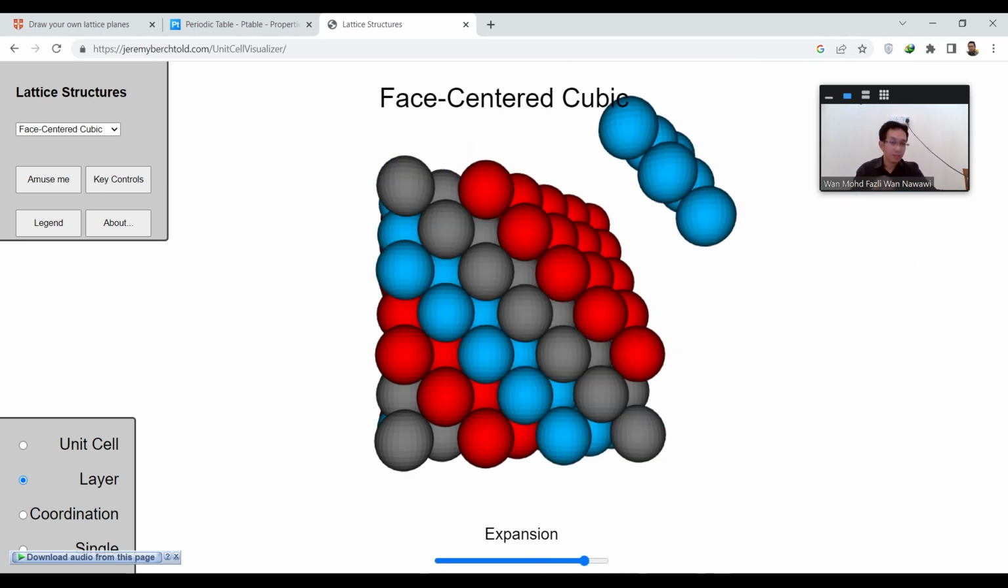So the slip plane in gold is basically this 111 here. The slip plane normally exists in the densest layer. So in face center cubic, it is the 111 layer.